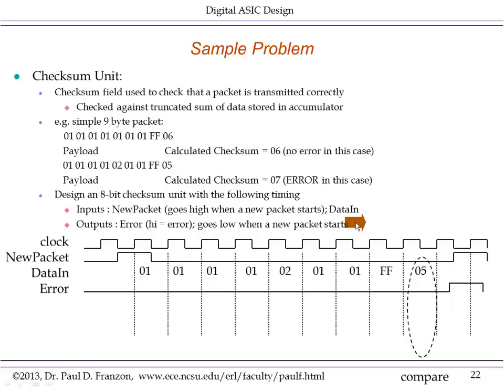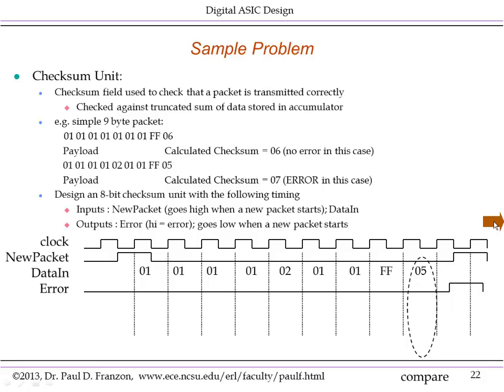So down the bottom here, I've illustrated a sample timing diagram showing what I expect. New packet goes high. The first byte arrives on the next clock cycle. 8 bytes later, we've finished the payload of the packet. We calculate the checksum and compare it with the transmitted checksum. In this case, there's an error, so the error flag goes high in the next clock cycle and stays high until new packet is asserted again, in this case straight away.